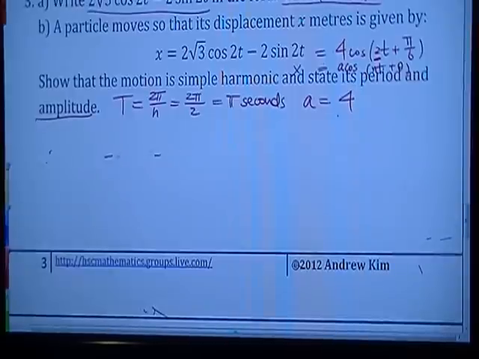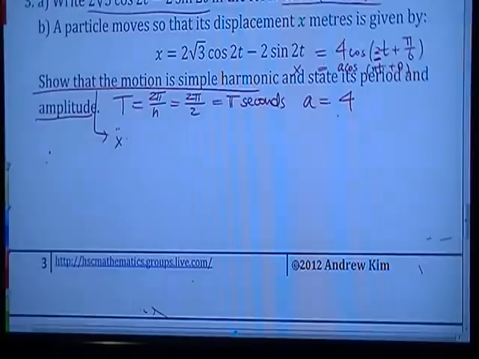But to show that it's simple harmonic, you've got to show that x double dot is equal to minus n squared x, or x minus x naught, where x naught is the center. I keep repeating myself because that's the basis of simple harmonic motion. If you can show that, then that's enough proof that it is SHM.